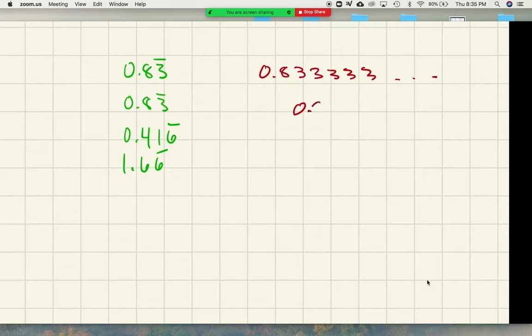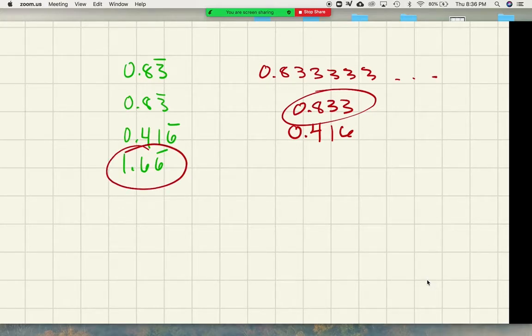So 0.833 and 0.416. This one is bigger, but still, that's not even the biggest. The biggest one would be 1.6 repeating, just because all of these aren't even a full number. Yeah. So it would be the last one.